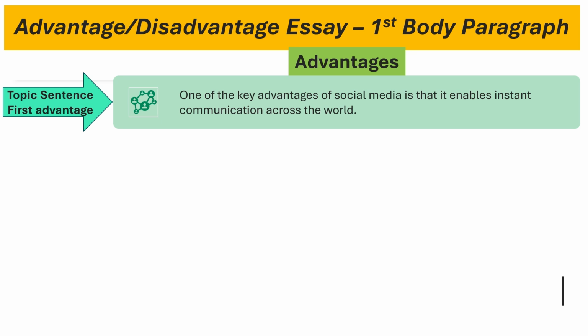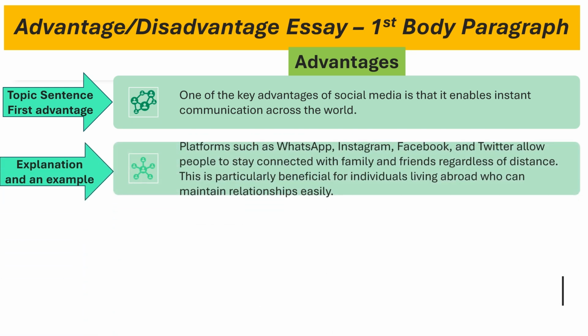We can write, platforms such as WhatsApp, Instagram, Facebook, and Twitter allow people to stay connected with family and friends regardless of distance. By mentioning specific platforms, we make our explanation more relevant to the present context and relatable to everyday experiences. But to make our argument stronger, we need an example.